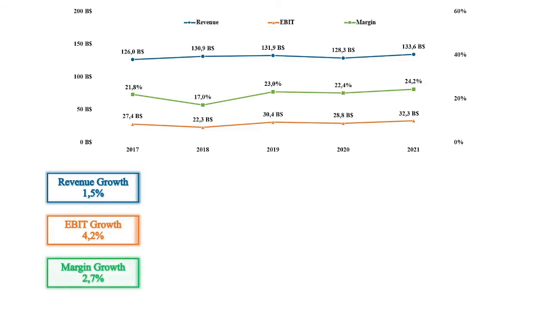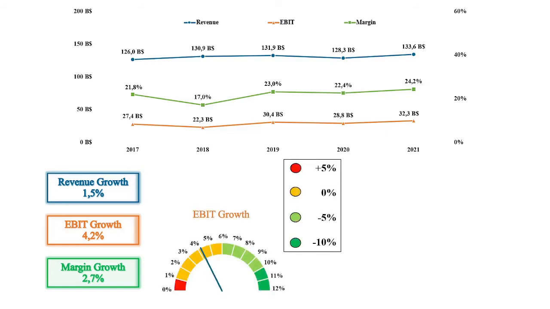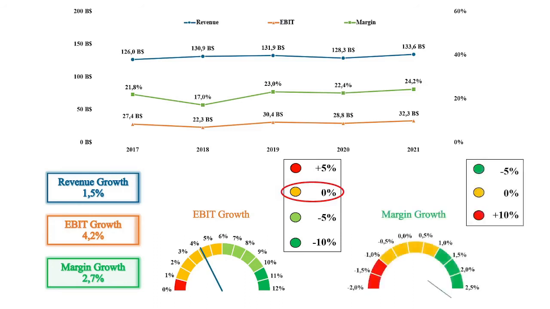An EBIT growth of 4.2% is in the yellow section of our rating scale, which gives no further adjustment. For an average margin growth of 2.7% on the other hand, I'll subtract 5% from the margin of safety.